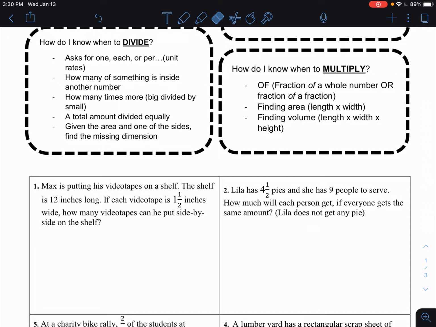This problem is not asking for the area or the volume of something, and it does not include the word of. So it doesn't say 1.5 of something or 12 of something. It says I have 12 inches and I'm trying to put 1.5 inch videotapes in that space. So this is going to be division. It's going to be how many of something is inside another number. So how many of these 1.5 inch videotapes can we fit inside of the 12 inches? So I'm going to use division.